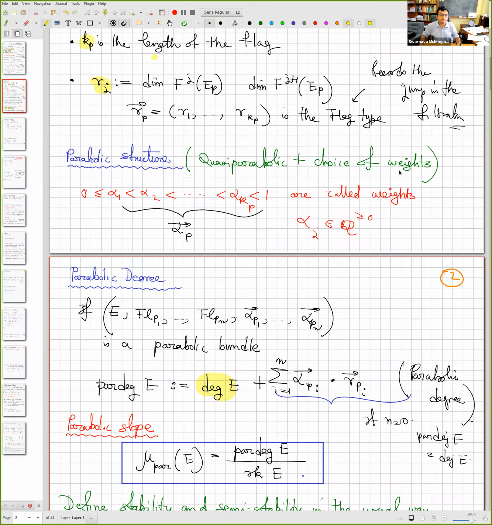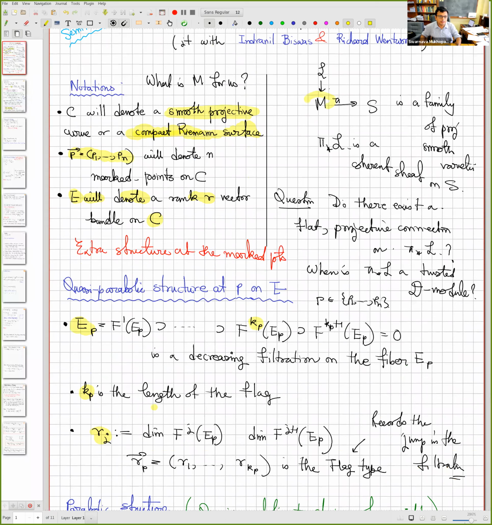the role of M in here is going to be played by the moduli space of parabolic bundles. Okay. So now I need to tell you what this line bundle L is. So you can imagine what S is. S should be thought of as moduli of pointed curves, and pointed smooth curves.